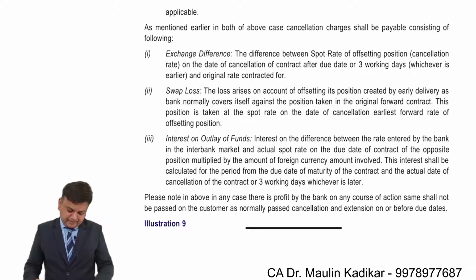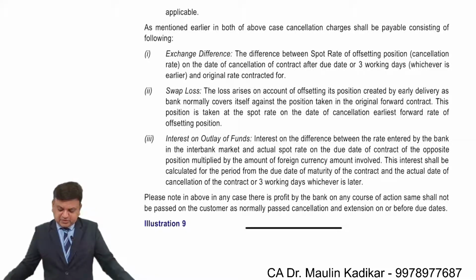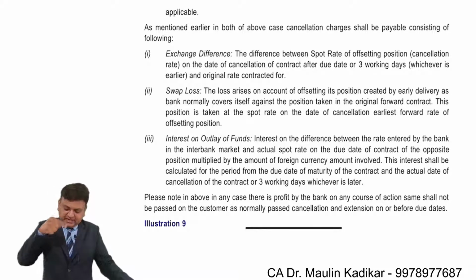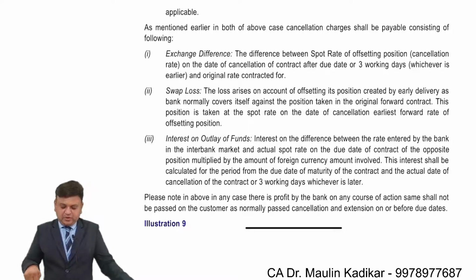And third, interest on the outlay of funds. Interest on the difference between the rate entered by the bank in the interbank market and the actual spot rate on the due date of the contract of the opposite position, that is 64.28 and 63.8, multiplied by the amount of the foreign currency involved, that is 2 lakhs.